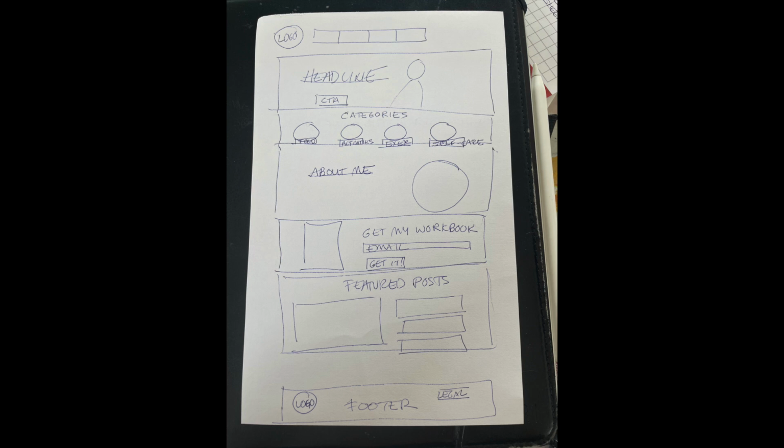And then I'm also going to have a small about me section that will just give a few lines of who I am and what I'm trying to accomplish with my site, and maybe how I can help you. And then I'm going to have an email opt-in. So I'm going to have a picture of a workbook that I made, and I'm going to ask for people's email and give them a call to action. And then I'm going to have a section that has my featured posts, and then we'll have the footer of the site.